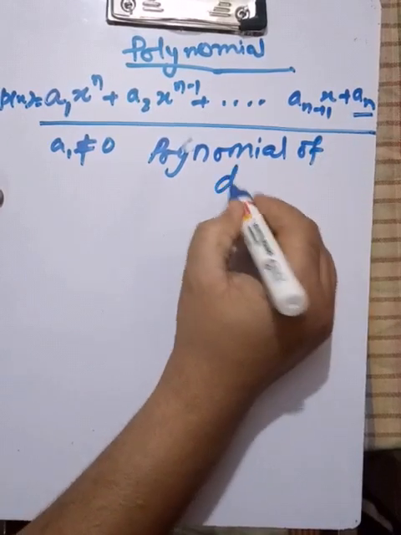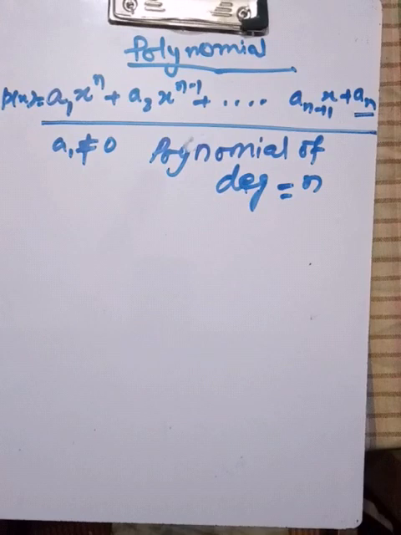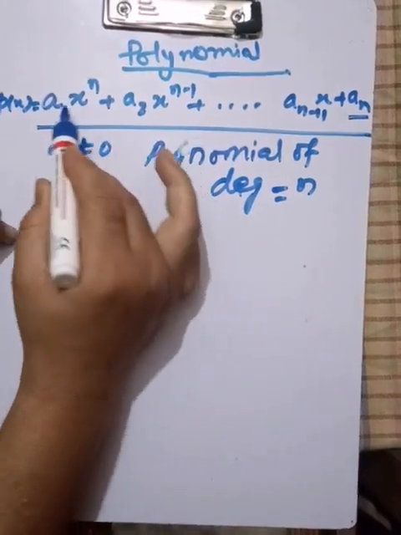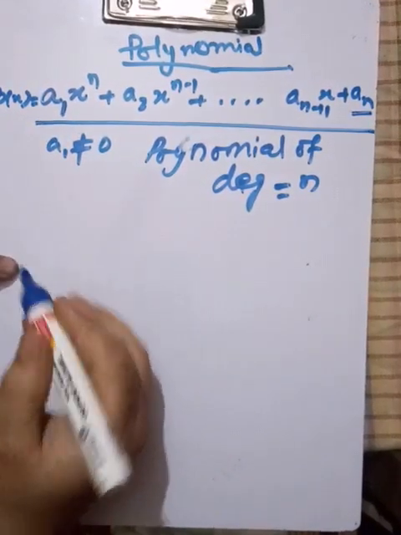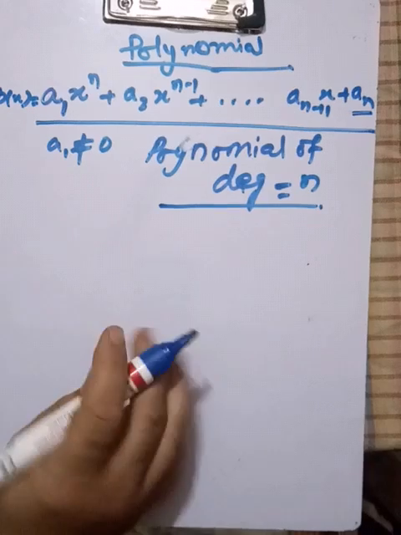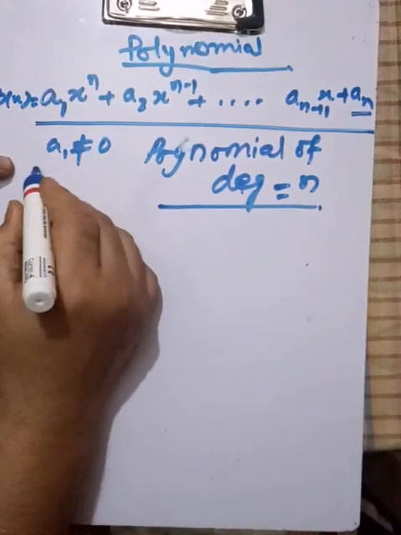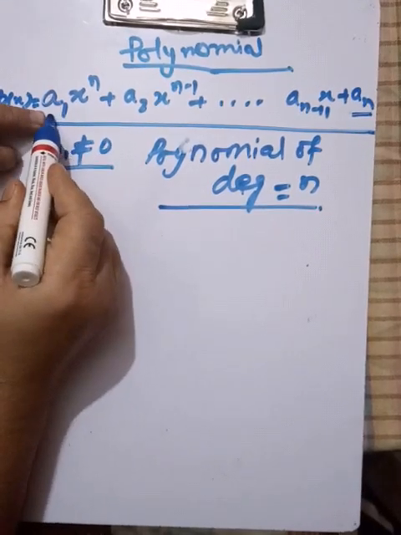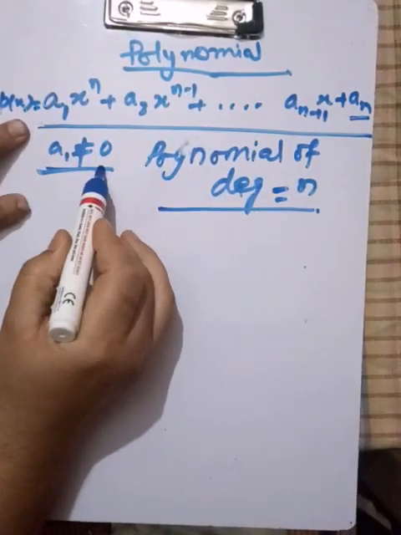What is degree? Degree means the maximum power of the variable in any expression. So this is called a polynomial of degree n. One more thing, a0 is not equal to 0. If you take a0 as 0, then the degree becomes n minus 1. That is why it is said that a0 is not equal to 0.